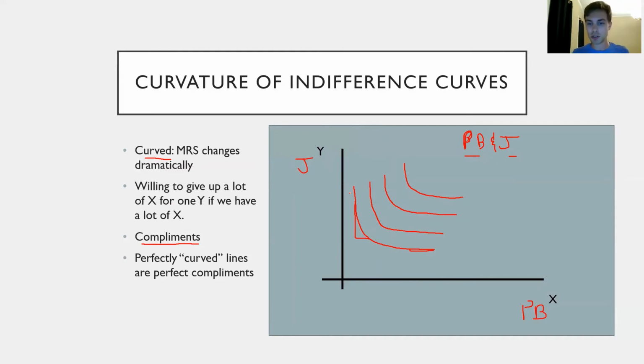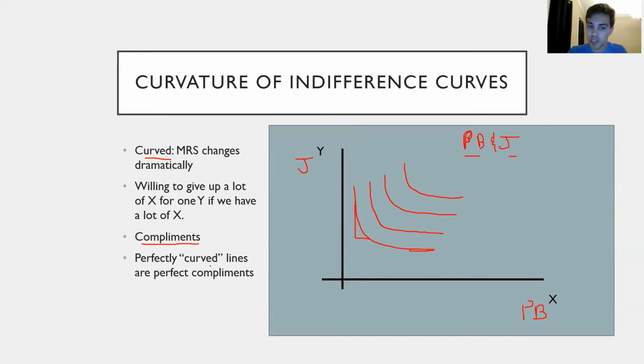That's a good example of a complement in the sense that if we have a ton of jelly, we're willing to give up some of that jelly to get a little bit of peanut butter so that we can make some peanut butter and jelly sandwiches. And the same thing is true if we have a lot of peanut butter, we're willing to give up quite a lot of our peanut butter to get just a little bit of jelly so that we can make a peanut butter and jelly sandwich.